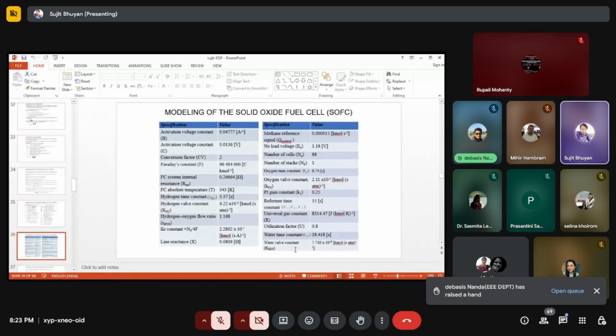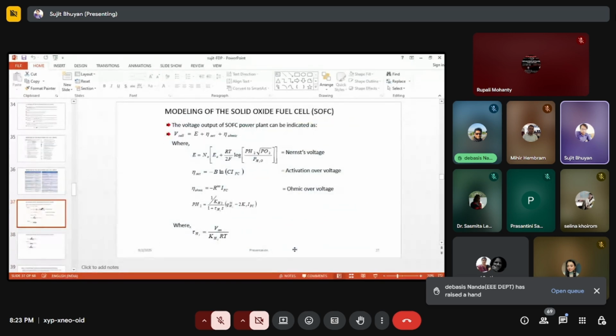Here I have used a 5 kilowatt SOFC. These are the parameters to design the 5 kilowatt SOFC model. And these are the basic mathematics I have used to design the model of SOFC through MATLAB Simulink.